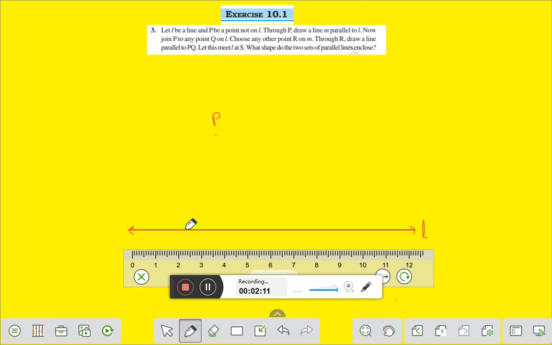Let us take another point here, suppose Q. Draw a line M parallel to L. Let us take another point, that is Q. Here we are taking a point, that is Q. This point is Q.